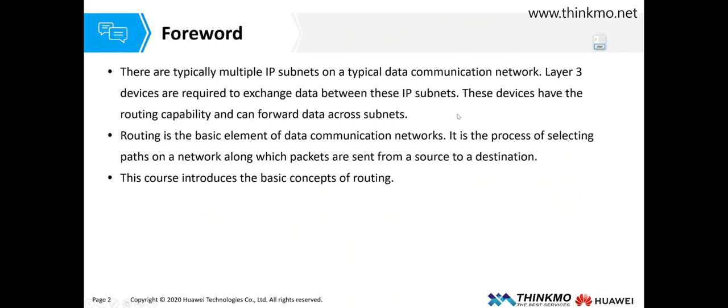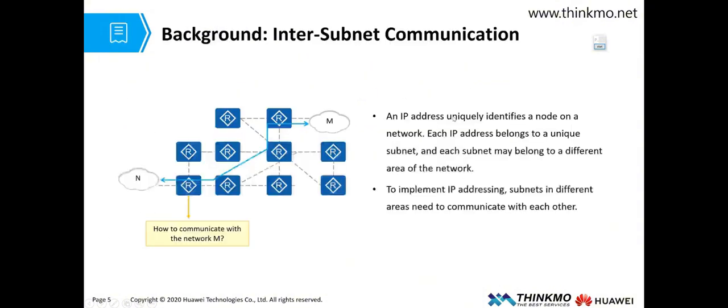Within the entire IP network, although we have previously learned about IP addresses, we need to understand what the fundamental concept of routing looks like. Now, in this diagram, we have many devices, and these devices are all Layer 3 devices. The IP address is a unique identifier for nodes on our network, essentially serving as a locator. We say that each IP address belongs to a unique subnet, and each subnet belongs to different areas within the network.